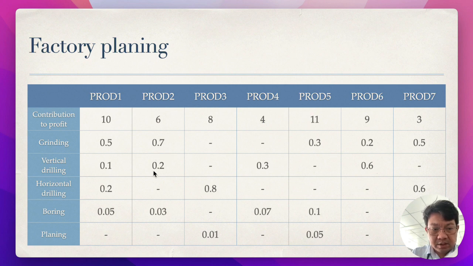We need grinder, we need vertical drilling, we need borer, and for product 3 we need only horizontal drilling and planer. And in case of product 4 we need vertical drilling and boring, and product 5 needs grinder, boring and planing, and for product 6 we need grinding, vertical drilling, for product 7 we need grinding, horizontal drilling, boring and planing.